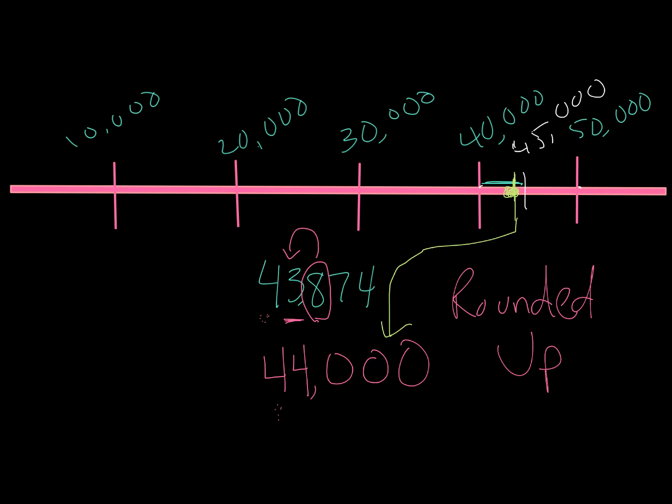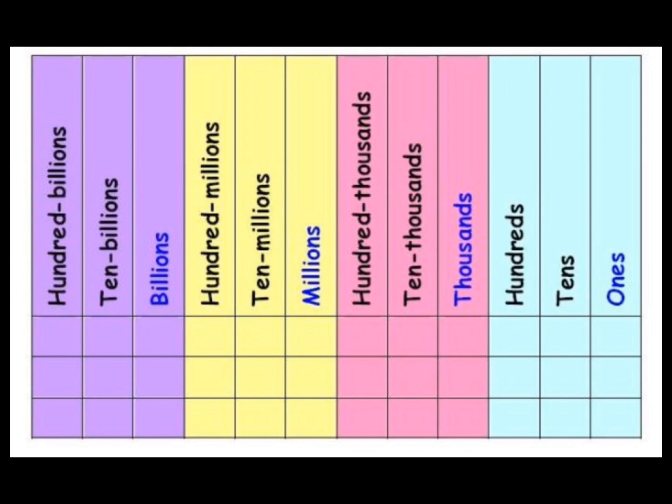And that's how you round to any place value. You just simply, whatever the place value is, circle the number behind it. It tells you what to do with your underlined digit. Okay, and the same thing applies when you're using a place value chart.